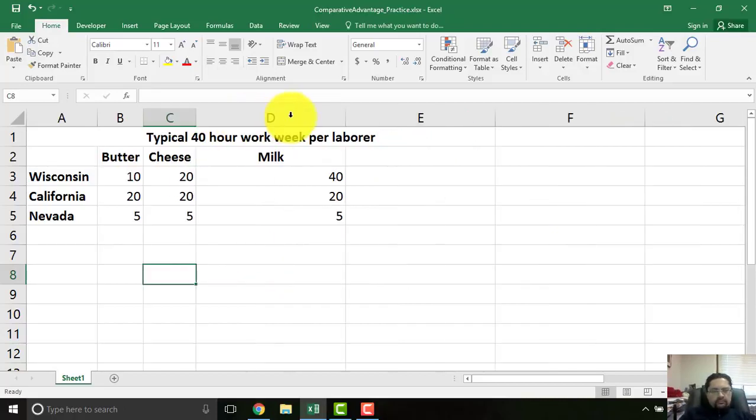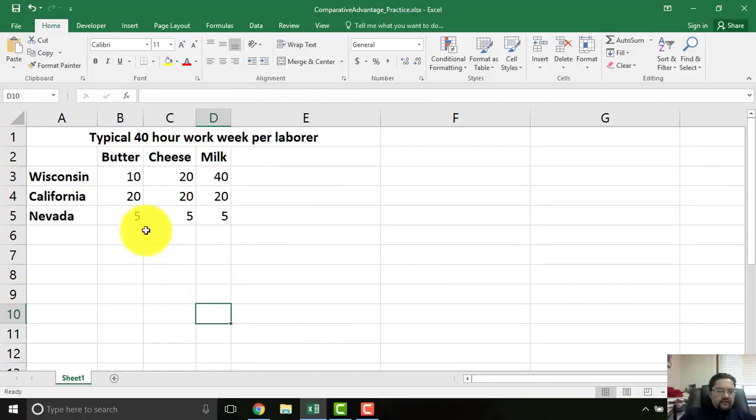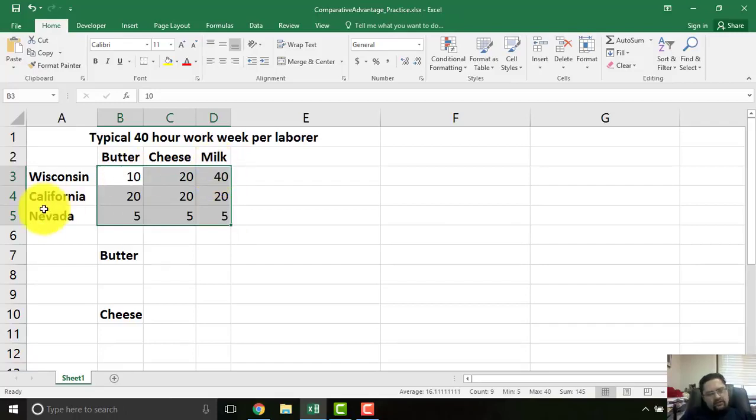Okay, so let's tighten this up here. What we want to know is who has comparative advantage. Now I'm going to ask about comparative advantage for butter and cheese. Okay, so I don't care about milk. So this could be a typical situation where you have too much data. Like we don't care about who can produce the milk.